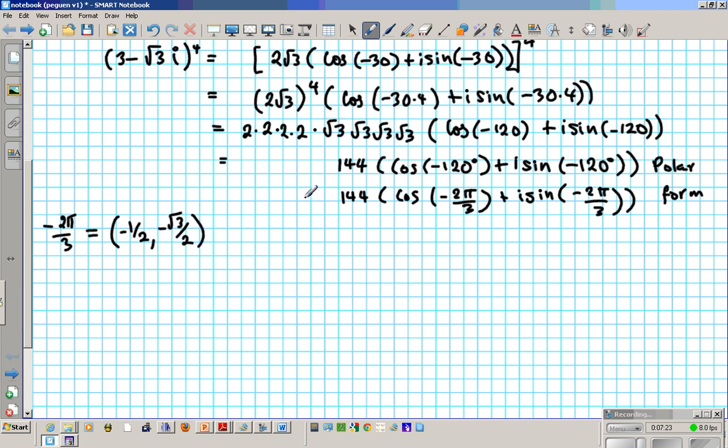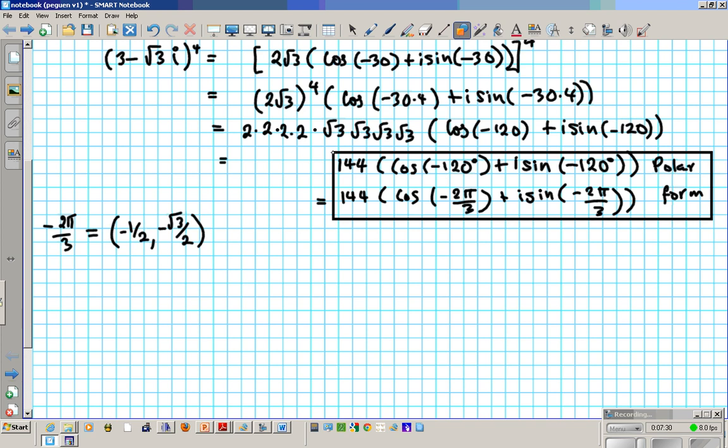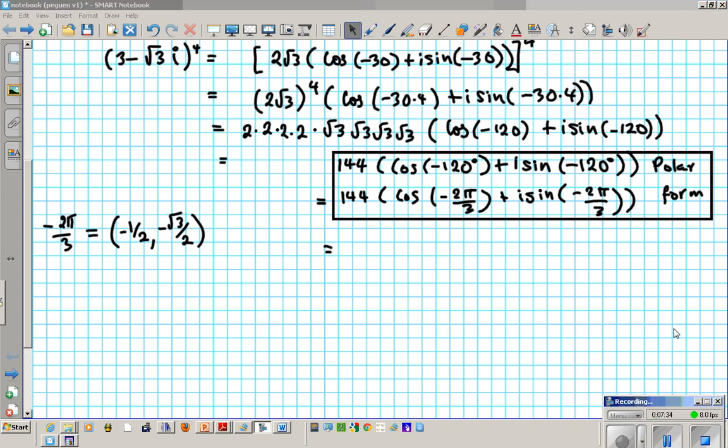Okay, so we're going to put it in here. Let me box this one first so I don't get my answers confused. If I put it in here, it's going to become 144 times, remember the x coordinate is cosine and the y coordinate is sine. It's going to be 144 times negative 1/2 minus root 3 over 2i, like that.